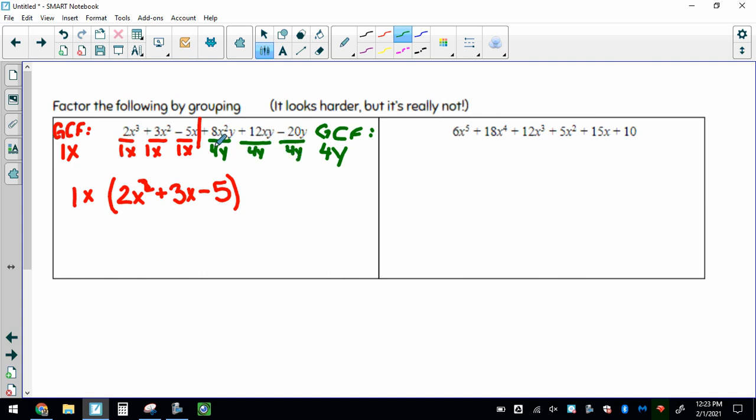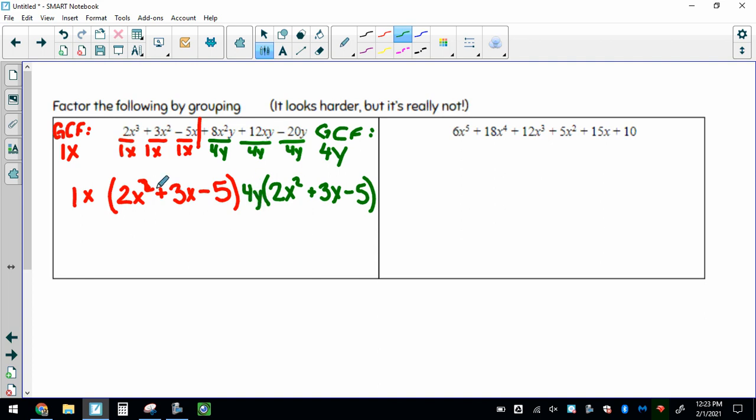8 divided by 4 gives us 2. I'm not dividing out any x's. Y divided by y means the y's are gone. Positive 12 divided by 4 makes a positive 3. No x's, and the y's are gone. 20 divided by 4 makes 5, and the y's cancel out. So there's my remainder with my GCF.